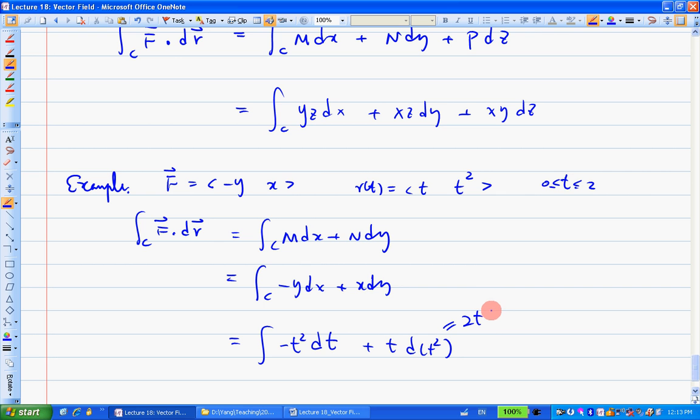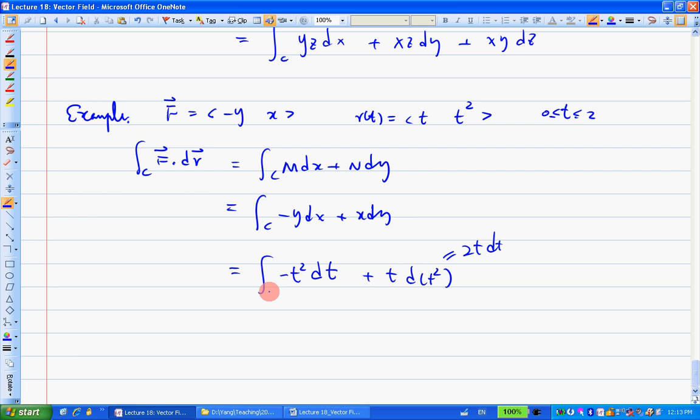2t dt. Don't forget the dt. Integrating over the curve C, integrating over this t, 0 to 2. So overall, you see, here's the t, 2t dt. So that's 2t squared dt, right? First one is negative t squared, so together it's basically just t squared. So that's a very simple integral, which equals 8 over 3.